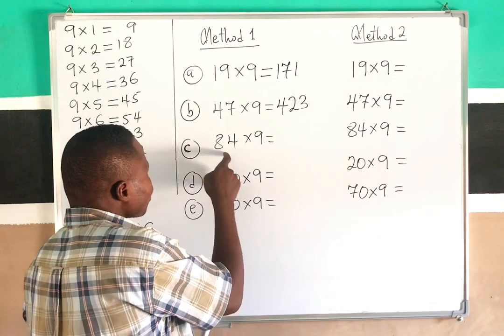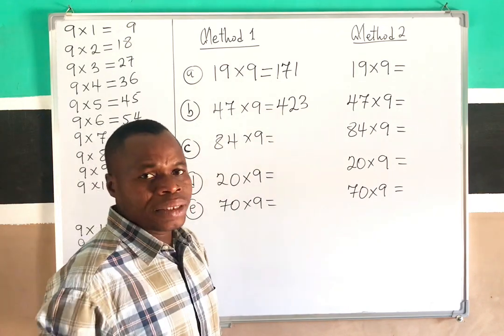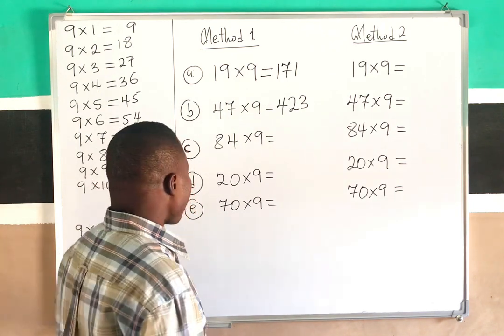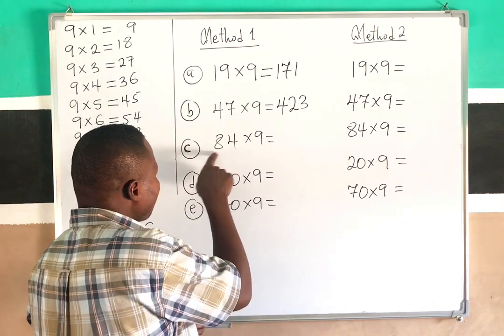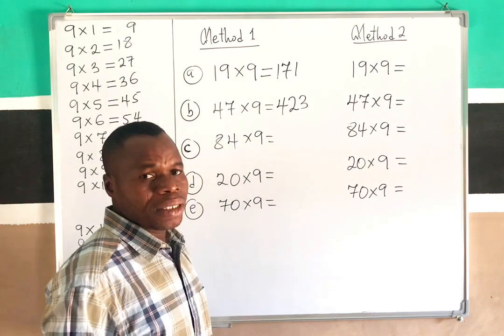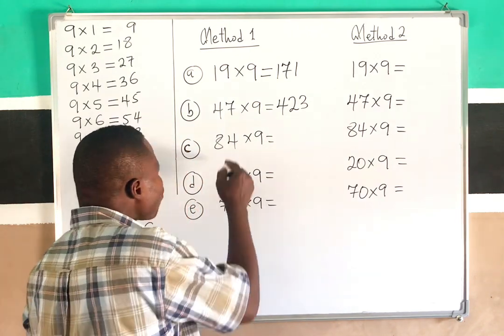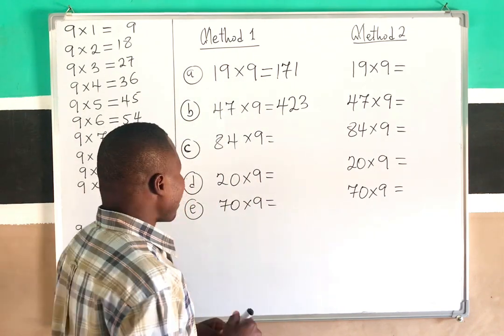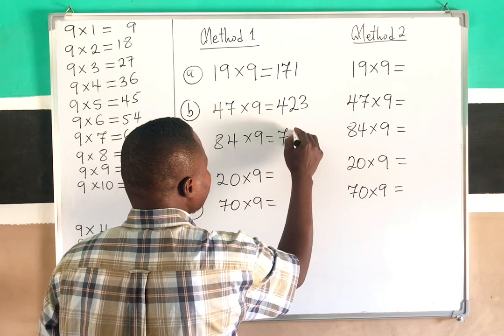If I come here, 84 times 9, the last digit is not 0, so I will still use the same procedure. I will consider what number comes after 8, and the number that comes after 8 is 9. Meaning I'm going to subtract 9 from 84, and subtracting 9 from 84 will give me 75.